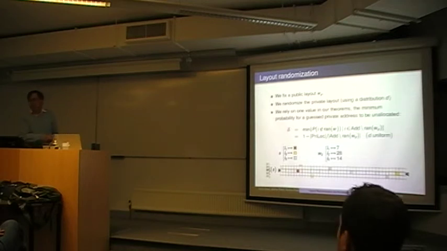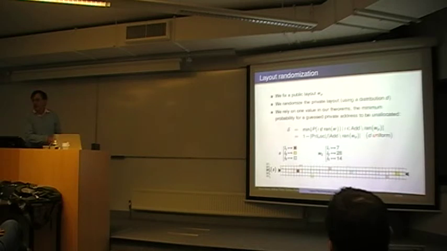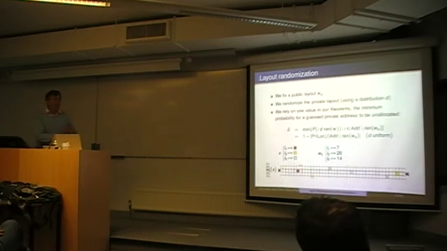We use a distribution for layouts, and then one important thing is this function, this number delta. So we take any bit of the store that we use for a private location, and the question is, for a random layout, what's the chance of that being used for a layout? So this gives you a bound on the attacker's probability of success. The probability of success has to be less than this probability.